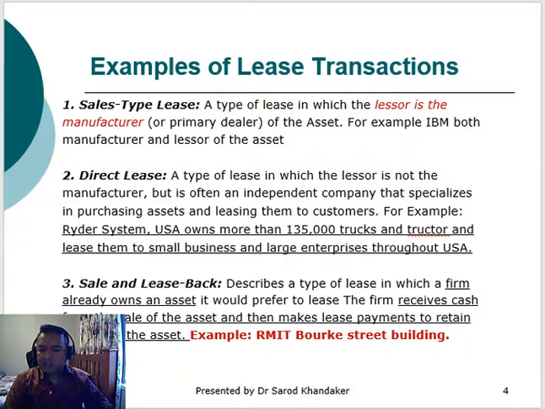Number 3 is the sale and leaseback, which describes a type of lease in which a firm already owns the asset but prefers to lease it for some particular reason. For example, if the firm is having some financial difficulties, the firm receives cash from the sale of the asset and then makes the lease payments to retain the use of the asset. The example is the RMIT University Bourke Street building. RMIT University sold its Bourke Street building a few years back, around 2012 and 13, and subsequently leased it back.